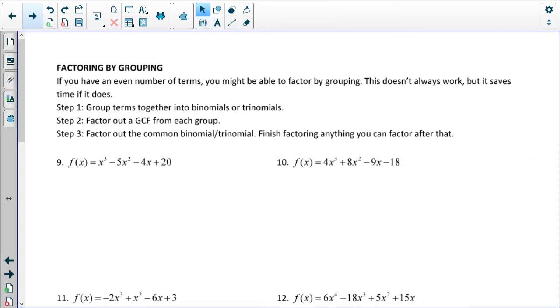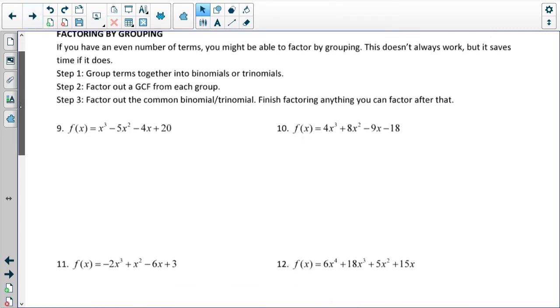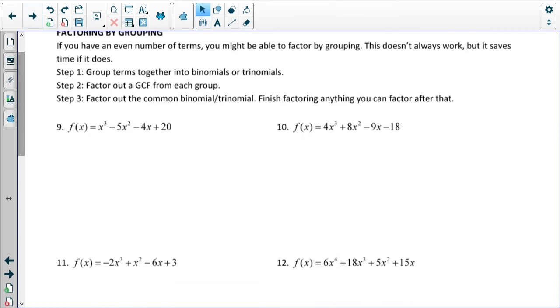Finally, factoring by grouping. If you have an even number of terms, you might be able to factor by grouping. It doesn't always work, but it's awesome if it does work. Step 1, group the terms into binomials or trinomials. So group them into groups of 2 or groups of 3.